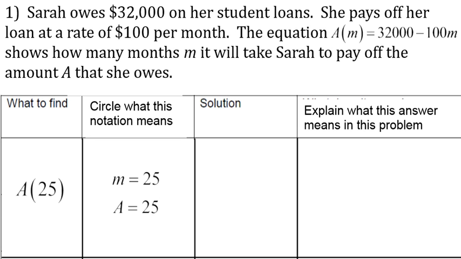Sarah owes $32,000 on her student loans. She pays off her loan at a rate of $100 per month. The equation A of M equals 32,000 minus 100M shows how many months M it will take Sarah to pay off the amount A that she owes. So there's a couple of things we want to try doing. We want to find A of 25. Can you circle what this notation means? Does it mean M equals 25 or A equals 25? Then we want to find its solution and explain what it means to the problem.